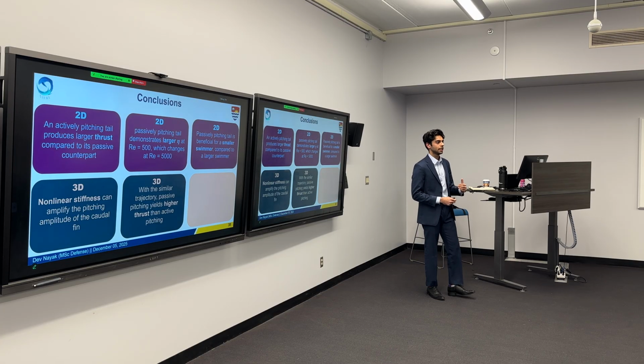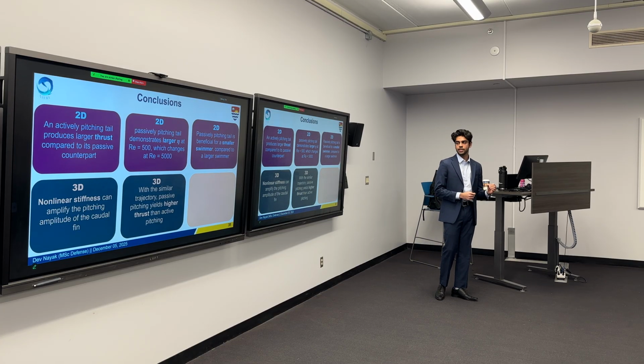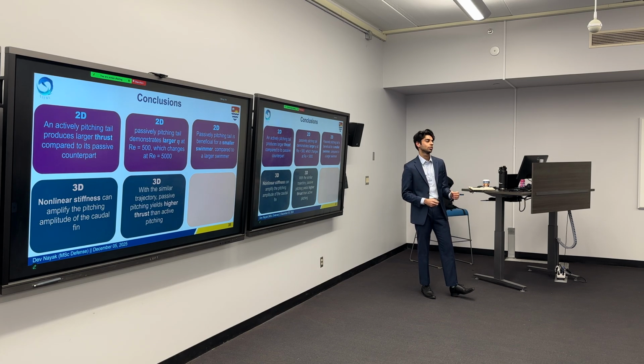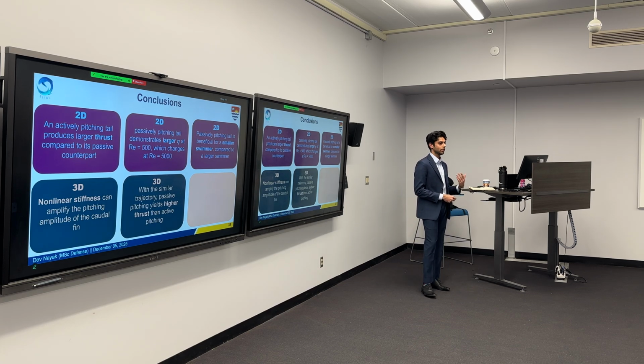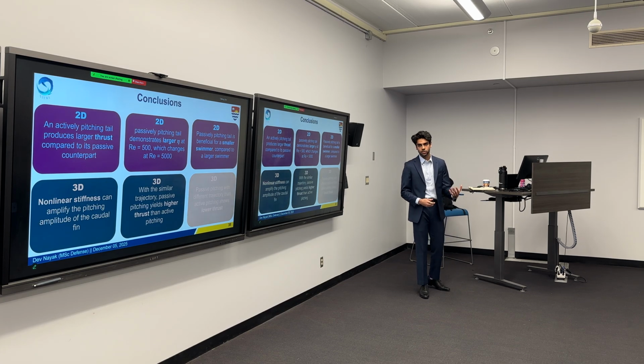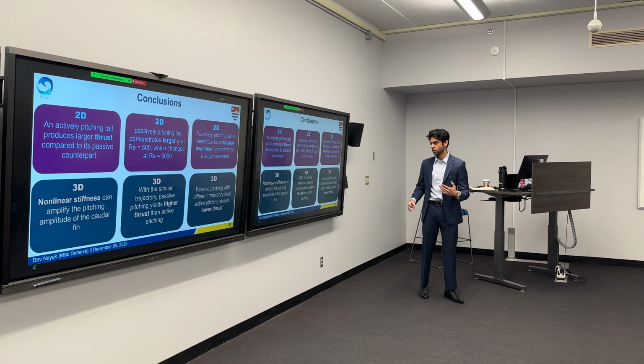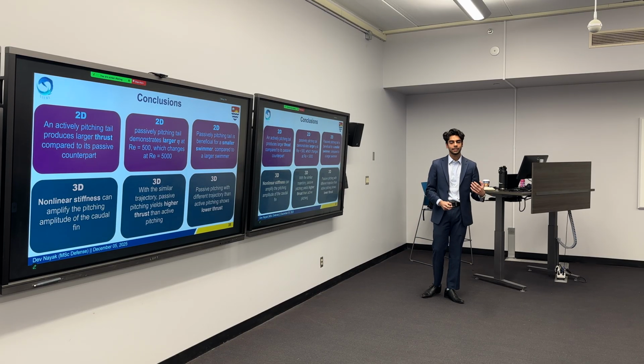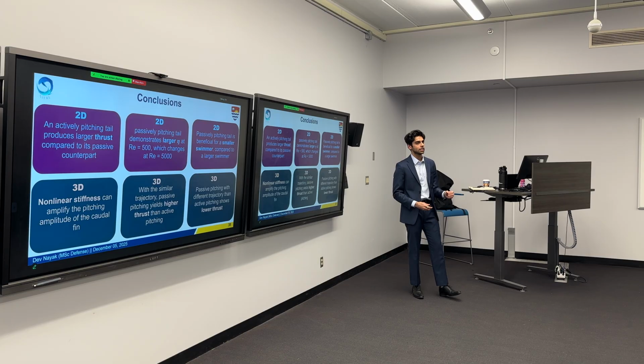And the consideration that we have made and the criterion is that it follows a very close trajectory to that of a Carangiform swimming mode. If it does not, then you will see distortion in the wake as we saw, and that will contribute towards lower thrust and higher drag.